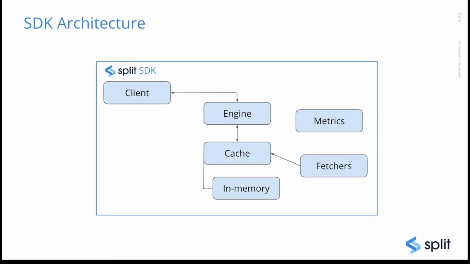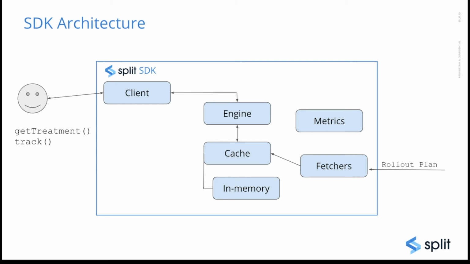Now here is the SDK architecture. We have a client and we have an engine, and the engine is the one that actually makes all the calculation. The engine also has a cache, and that cache will store all the information that are passed from the client and from the fetchers. So the first thing that will happen when you initialize the SDK, we get the rollout plans, meaning Split definitions, segments, all this information that the SDK needs to calculate the treatment.